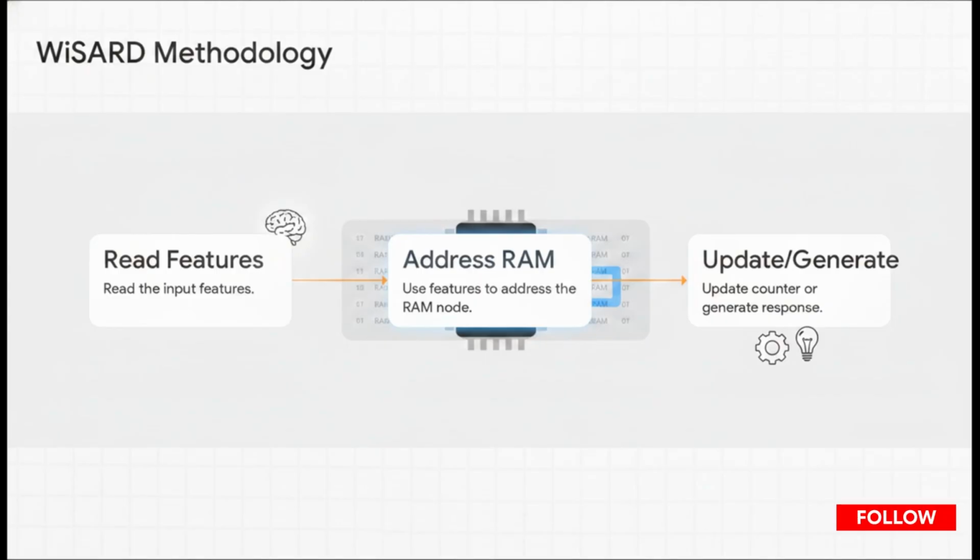In this microarchitecture context, the WiSARD model treats branch prediction as a straightforward binary classification problem. Basically, is the branch taken or not taken? It tackles this using a highly elegant one-shot online training methodology. It's just 3 steps. First, it reads the input features. Second, it uses those features to address the RAM node. And third, it either updates an access counter during training or generates a response during classification.